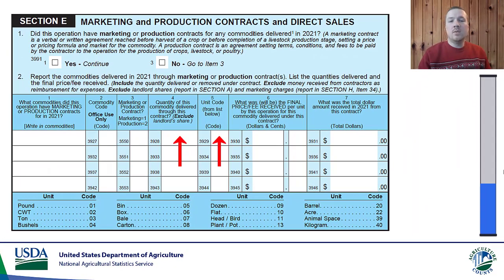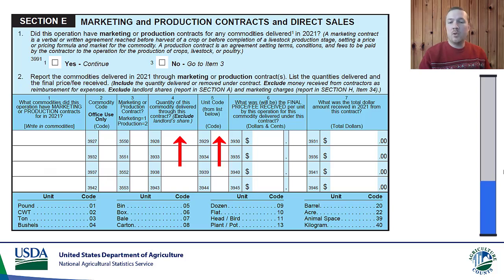Most of you already know that we need to avoid duplicating contract dollars with cash sales dollars. But something you may not know is that the quantity delivered under this contract should overlap the quantity sold or removed in sections B and C for crops and livestock.